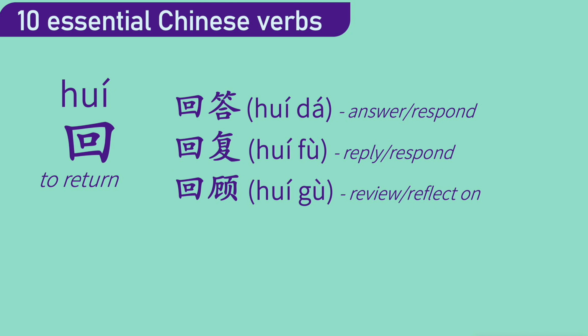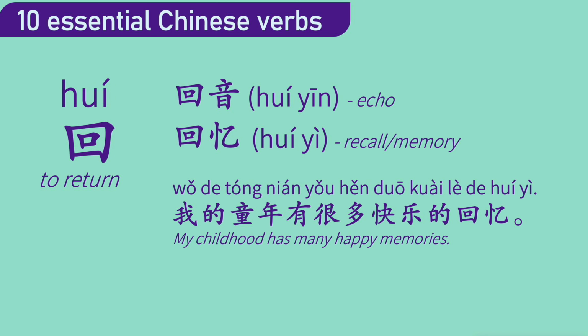回顾, this is review. 顾 has the meaning of look, watch, similar to 看, but slightly more formal than 看. So 回顾, you return to watch what happened before, what you did before. So review. 回音, yin, voice. The return voice. So echo. 回忆, yi is memory. So 回忆 is recall something. Can be used as verb or noun. Example. 我的童年有很多快乐的回忆. Happy memories. 快乐的回忆.